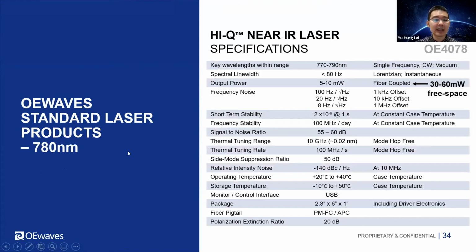In addition, these days, we have a 780 nanometer module. The wavelength range covers 770 to 790 nanometer, which can be customized according to your need. The nominal spectral linewidth is less than 80 hertz, but we also achieve less than 10 hertz. Our output power nominally is 5 to 10 milliwatt in fiber-coupled output, but in free space, we can achieve 30 to 60 milliwatt. So if you have any need around near-IR lasers, please feel free to contact us, because we can customize this kind of product with very high performance.